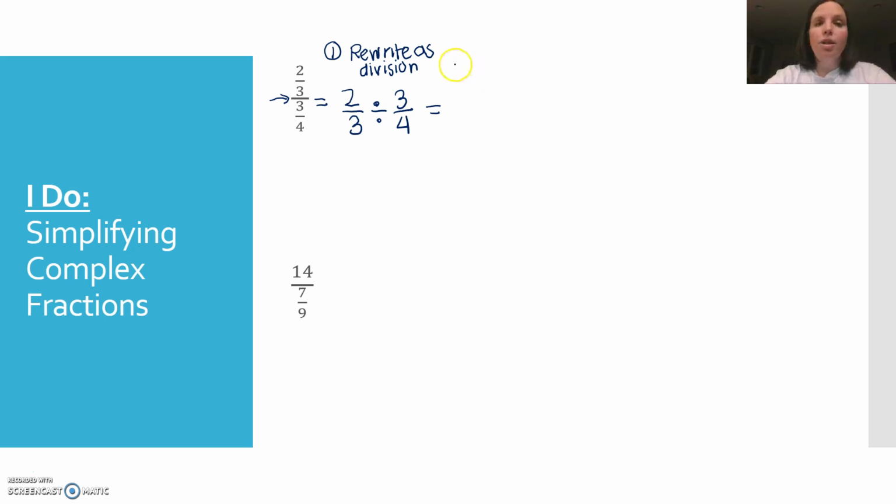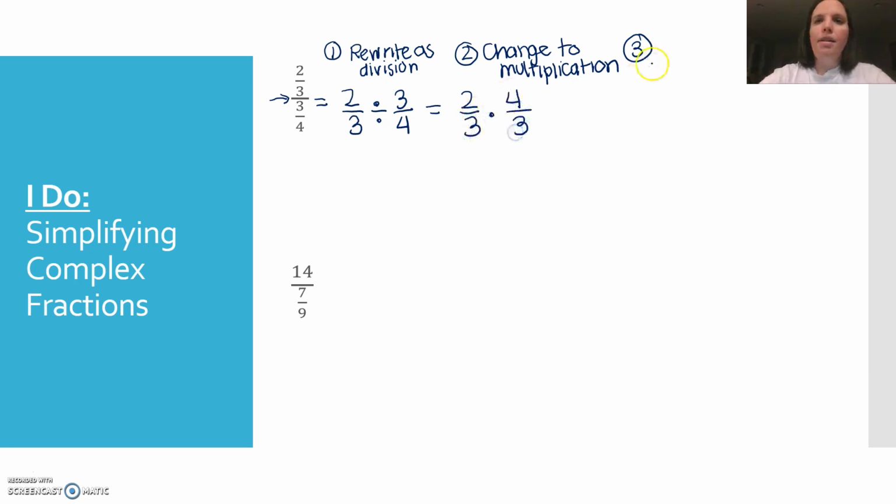As a division problem, rewrite the fraction as a division, and then change to multiplication, just like we normally do with our division problems with a fraction. And then step 3 is going to be to finish the problem. So I'm going to change, flip, and then multiply. So my numerator, I look for cross canceling. 3 and 4 don't have any common factors. 2 and 3 don't have any common factors. So I'm going to multiply. The numerator is 8. The denominator is 9. So my answer is 8/9.